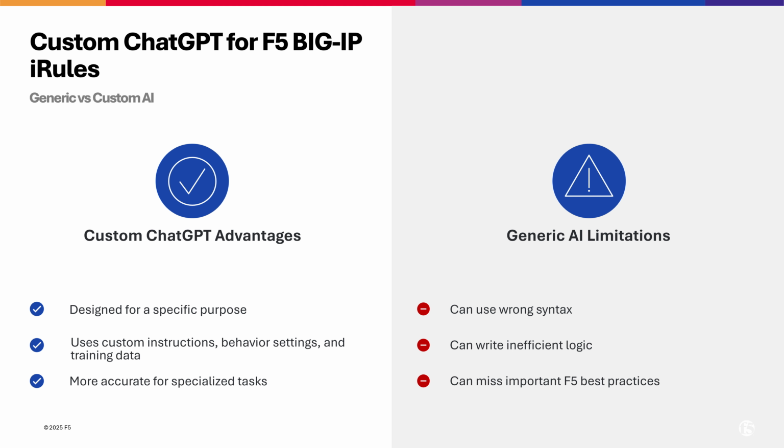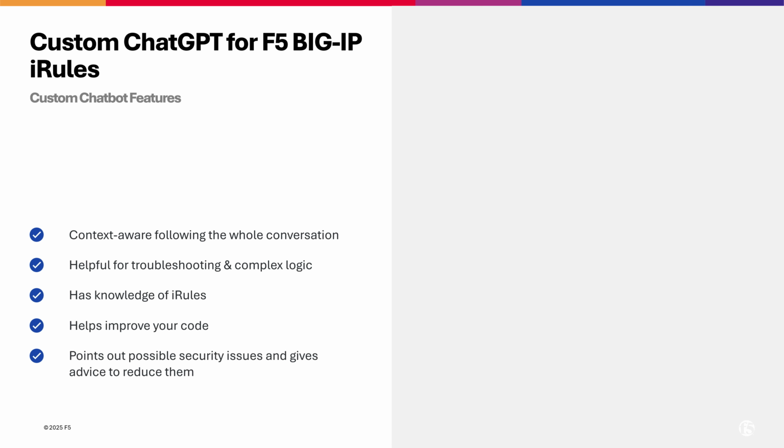As a next best approach, however, we will walk through configuring a chatbot with a customized GPT model to help us work with iRules. Let's use the OpenAI platform to quickly customize a chatbot specifically for F5 Big IP iRules development. It will be context-aware, meaning it can follow the flow of a conversation, remember what was asked earlier, and respond in a way that makes sense. This will help produce more accurate and relevant answers, especially during troubleshooting or when working through complex logic.